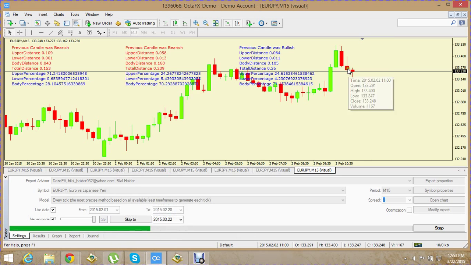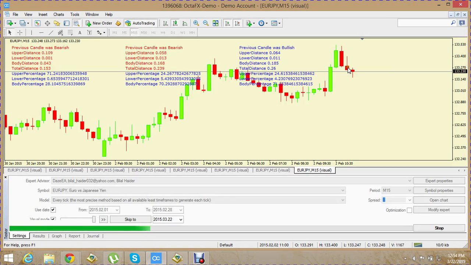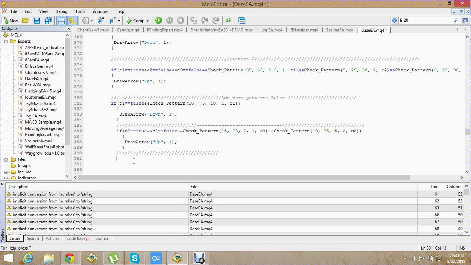As we already know, we'll use C1 for our current candle, C2 for the previous candle, and C3 for this candle. Our C1 is false, our C2 is false, and our C3 is true. C1 false means this is a bearish candle, C2 false means this is a bearish candle, and C3 true means this is the bullish candle. If we were coding a pattern like the other one, we'd use C1 true, C2 true, C3 true. But in our case we have C1 false, C2 false, C3 true. So let's go ahead and code it.